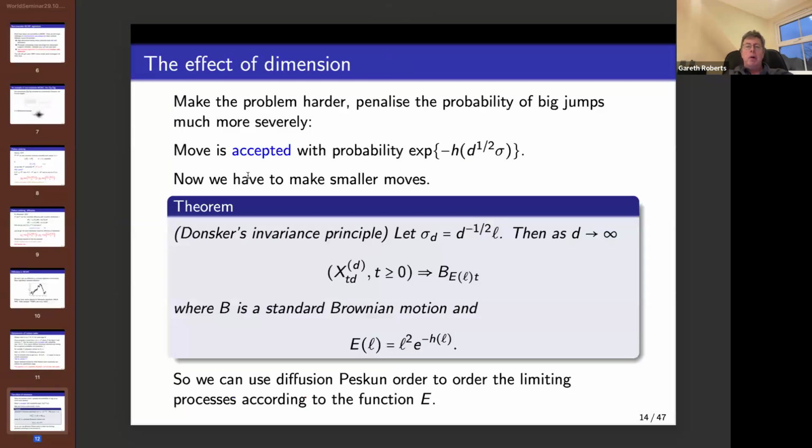Now I'm going to make the problem harder. The reason for making the problem harder is that I'm going to make it a bit more realistic for MCMC problems. I'm now going to penalize big jumps much more severely.